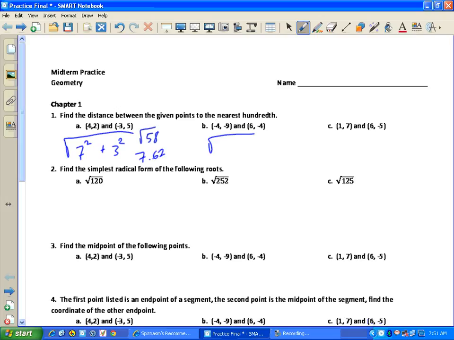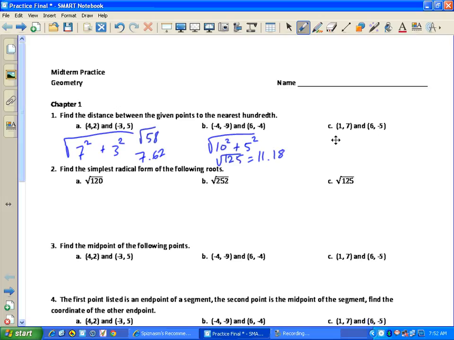Here, -4 to 6, they're 10 apart. -9 to -4, those are 5 apart. So I have 100 plus 25 is 125. If I square root that, I get 11.18.